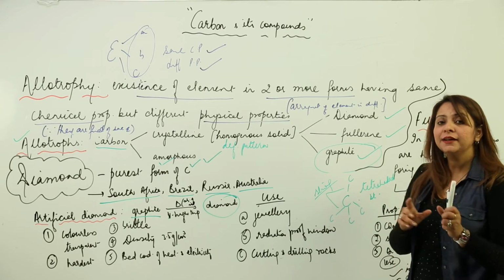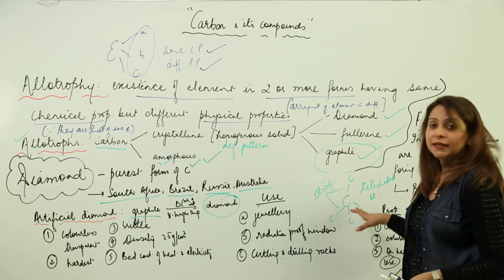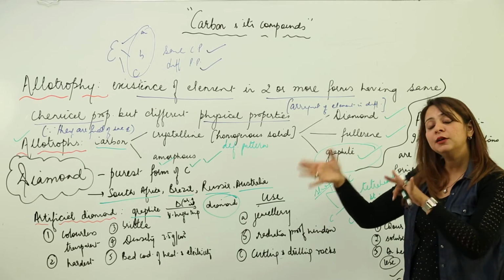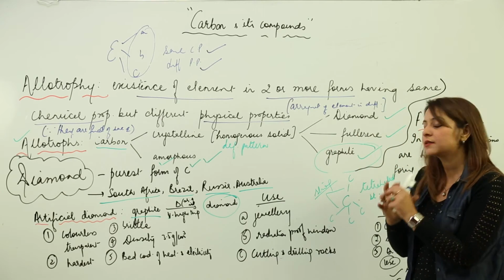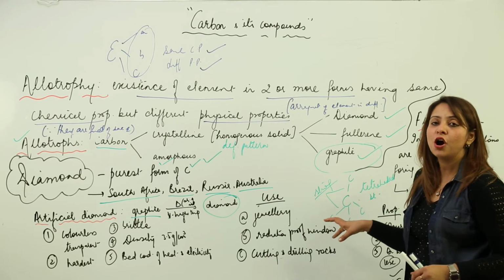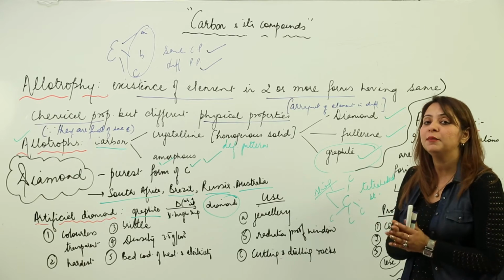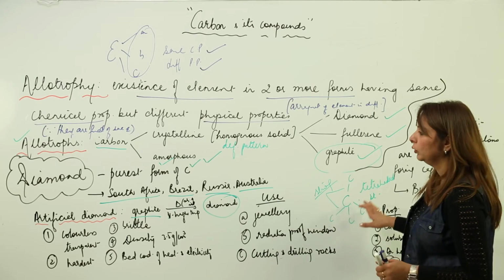Now you got it that in graphite it was hexagonal, here it is tetrahedral, and there the bonds were weak, it has a tendency to slip, the layers, but here the bonds are very strong, no slipping, nothing, therefore the diamond is the hardest substance known.